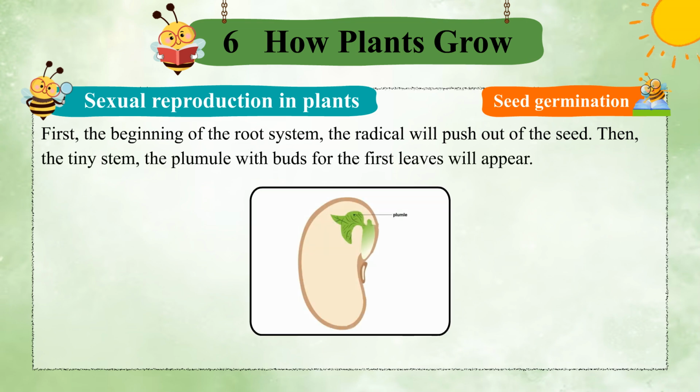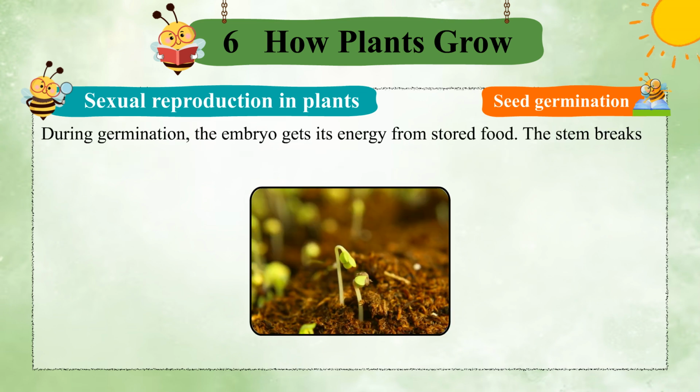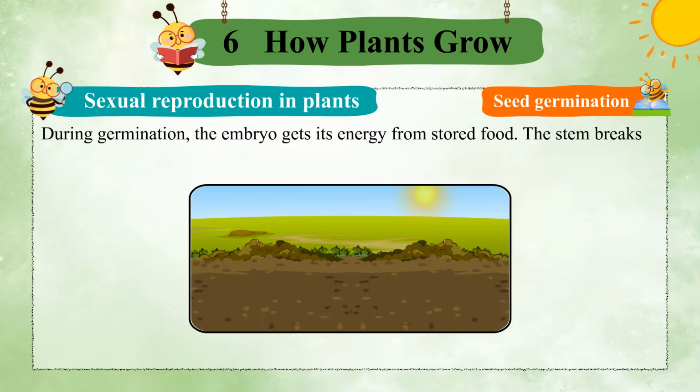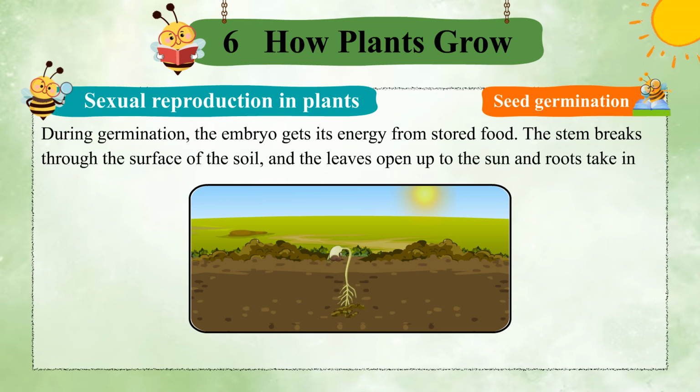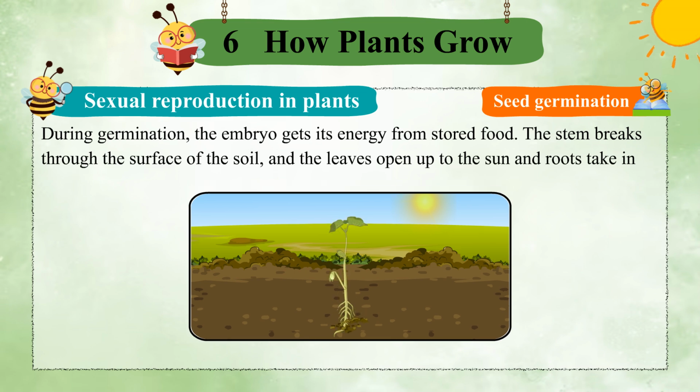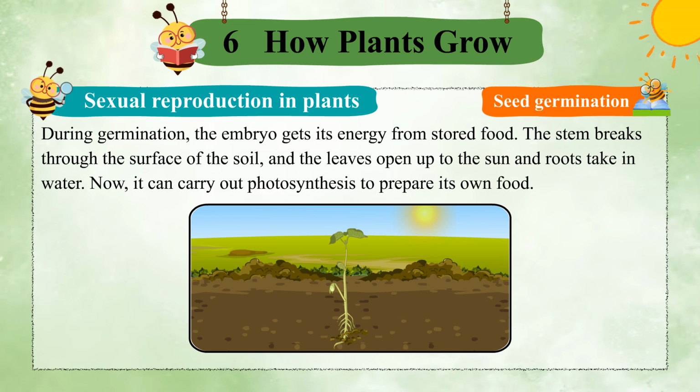Then, the tiny stem, the plumule with buds for the first leaves, will appear. During germination, the embryo gets its energy from stored food. The stem breaks through the surface of the soil, and the leaves open up to the sun and roots take in water. Now, it can carry out photosynthesis to prepare its own food.